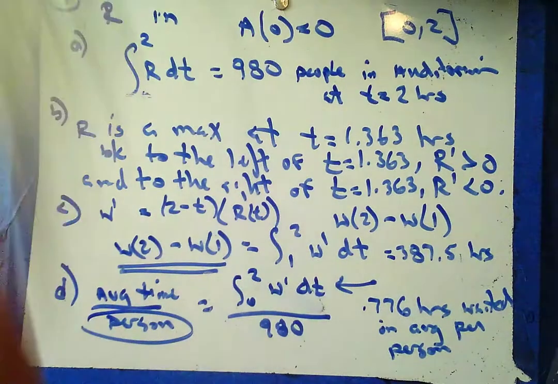Okay, there's part D for number 1. Let's take a look at number 2. Number 2 says, concert tickets sold for 9 hours. The number of people waiting in line is modeled by a twice differentiable function.